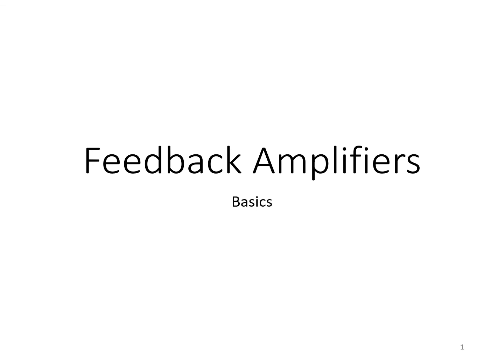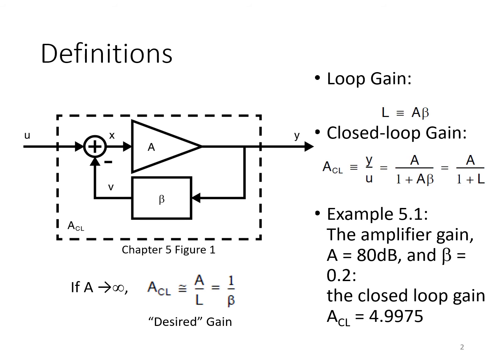In this video, we'll review some basics of feedback amplifiers. Let's begin by reviewing some notation. This is a picture that you may be familiar with of a linearized negative feedback amplifier. We're defining the input here as U and the fedback signal as V. The difference between them, X, is the input to the amplifier, whose gain is A, and then there's a feedback network with a gain beta.